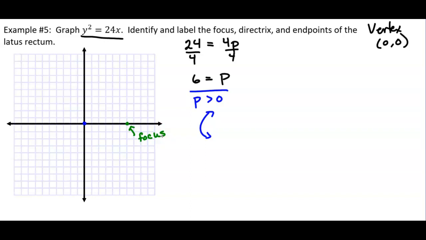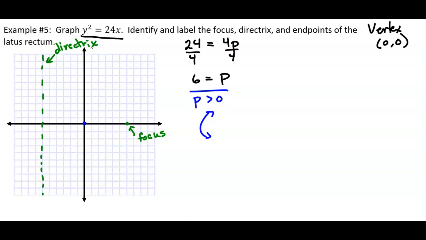Okay, now I'm also going to do the directrix, which is going to be in the other direction. So 1, 2, 3, 4, 5, 6. And it'll be this vertical line back there. That will be the directrix. Okay, now that's a lot of information. I know how my parabola is going to face, but I don't have the actual shape. And so what I want to do is find some endpoints of the latus rectum.